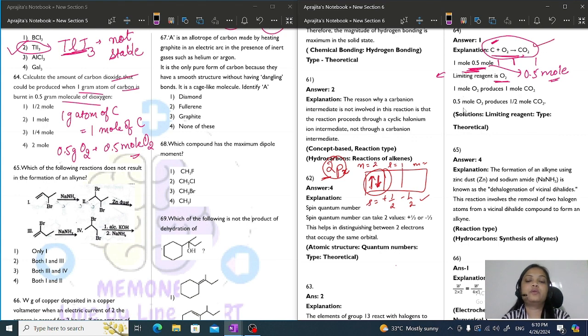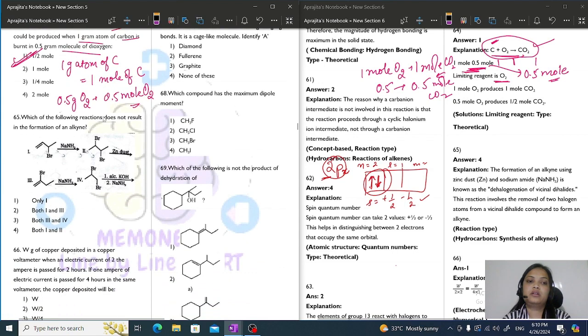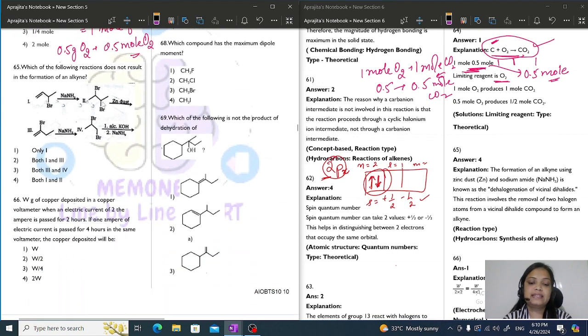If it is the limiting reagent, the formation of product depends on the amount of oxygen. Here we know that 1 mole of oxygen gives 1 mole of CO2, so 0.5 moles of oxygen will give 0.5 moles of CO2. In that case, the product will be half a mole. Half a mole of CO2 is formed. So I think this one is clear.